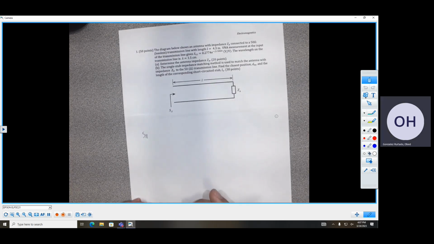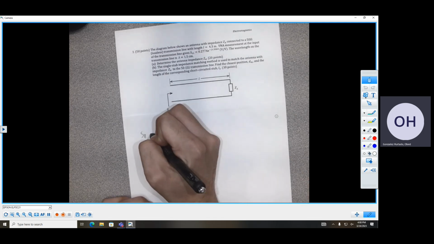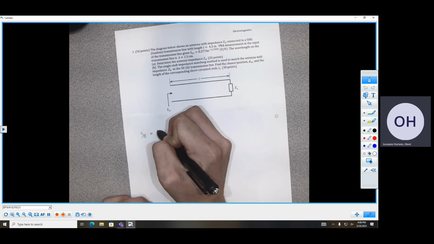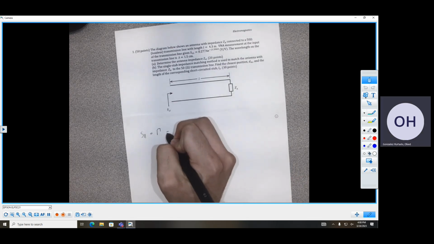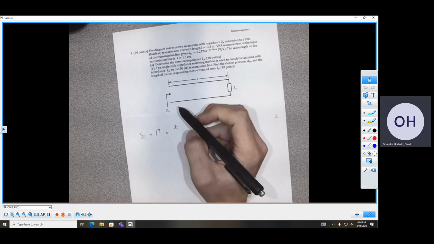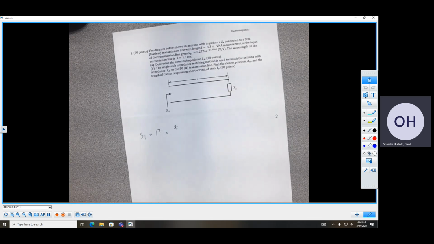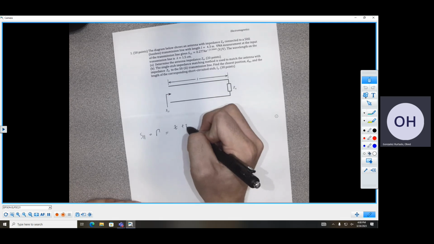Do we know what S11 is? Labs, question mark. Do we know what S11 is? It's the reflection. Okay. So we can say that it's something similar to gamma. And we know that gamma is equal to an impedance, we'll get to that in a minute, minus Z naught, over that impedance plus Z naught.